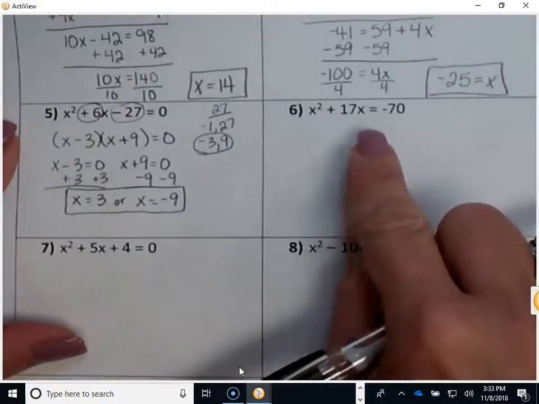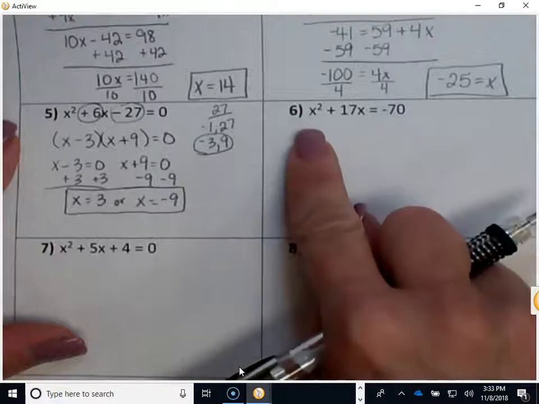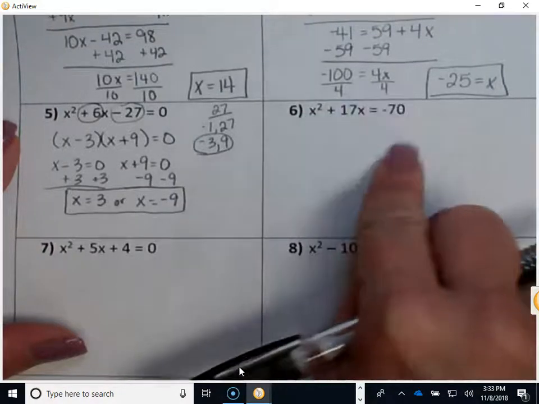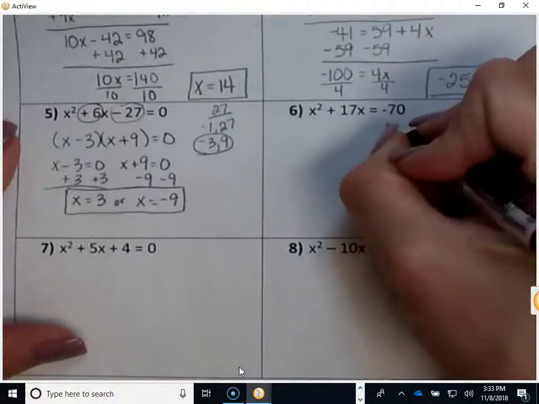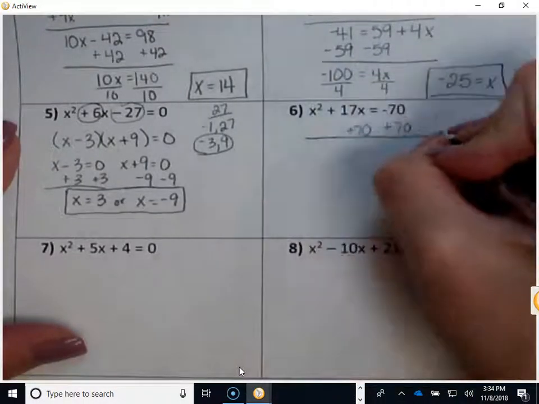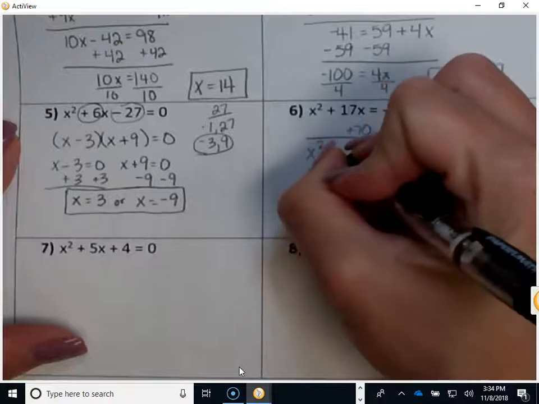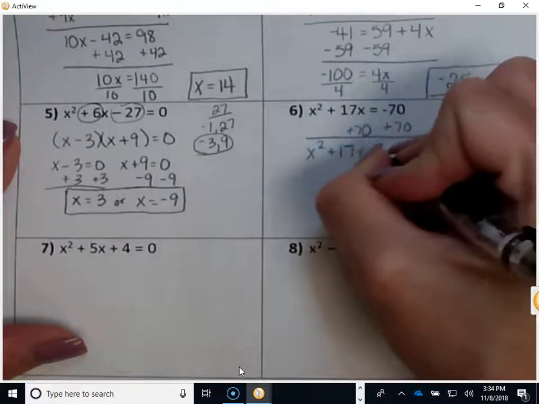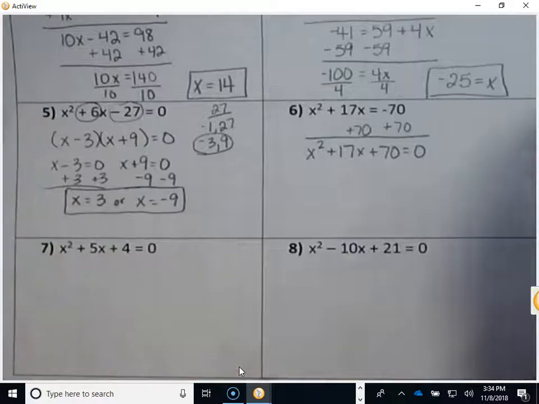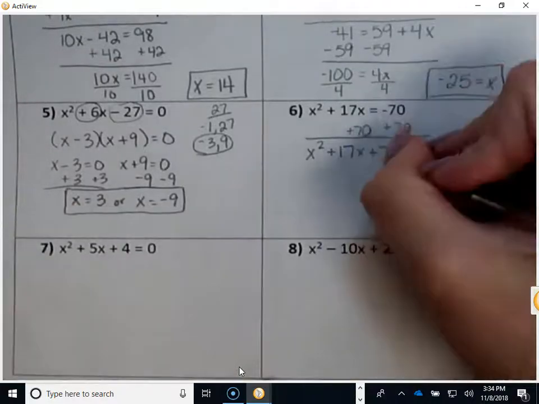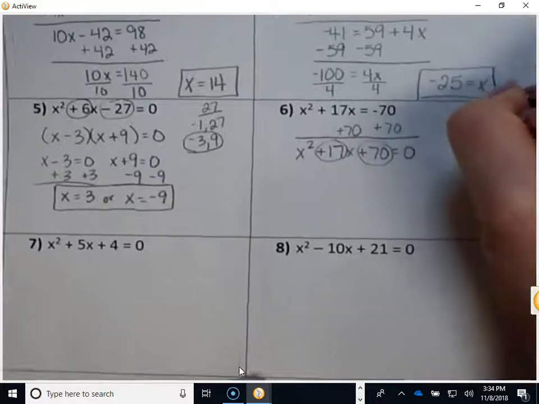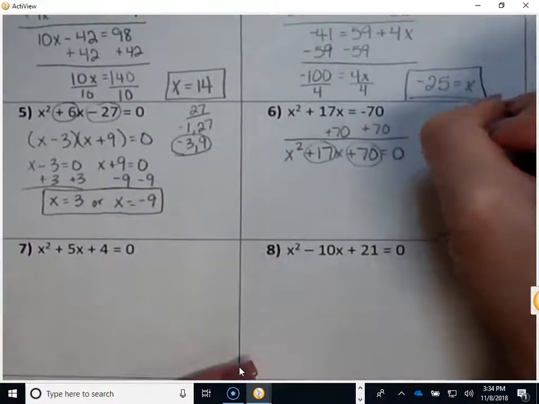In this case on number 6, we have x squared plus 17x equals negative 70. Since we have an x squared, we need to get everything onto that side. So I'm going to add 70 to both sides so that will have a 0 on the right hand side. So x squared plus 17x plus 70 equal to 0. Now I can go ahead and factor. So I need two numbers that will multiply to give me a positive 70 and add together to give me 17. So I write my factors of 70 out to the side.